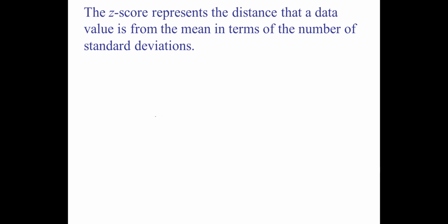In section 3.4, we introduced the idea of a z-score. So there's another technical sounding word, but what is it? All it is is the distance that a data value, or a data point if you'd rather call it that, is from the mean. The part where you have to pay attention is that this distance is going to be in terms of the number of standard deviations.